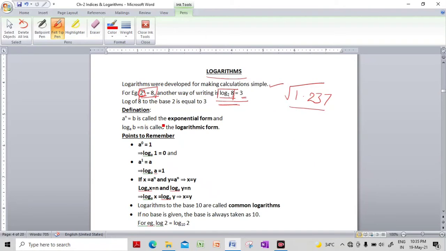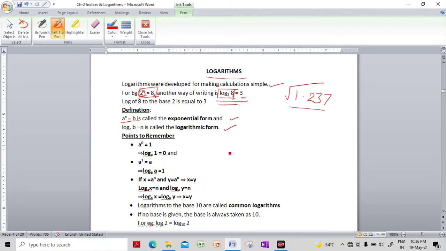So the basic concept is: if any number is given like this, a to the power n equals b, which is known as the exponential form, and when this exponential form is written in logarithmic form, then we write it as log of b to the base a equals n. So this is known as the logarithmic form.